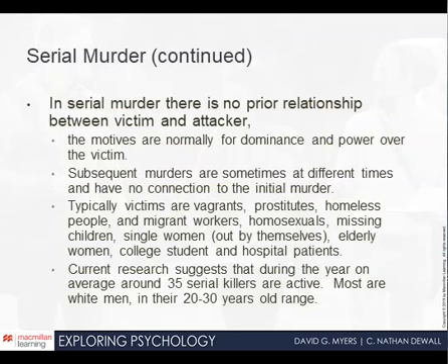In serial murder, there is no prior relationship normally between the victim and the attacker. The motives are normally for dominance and power over the victim. Subsequent murders are sometimes at different times and have no connection to the initial murder, and so on. Current research suggests that during the year, on average, around 35 serial killers are active. Most are white men in the age range of 20 to 30 years.